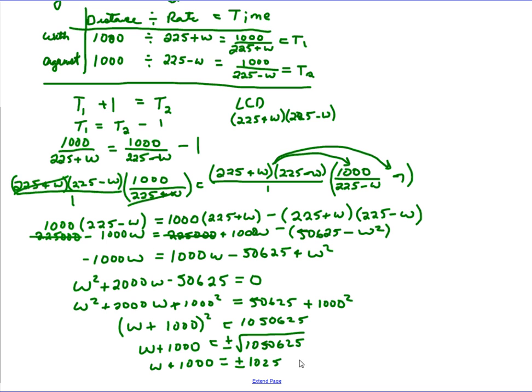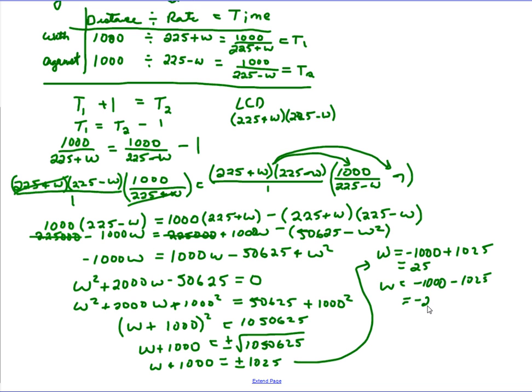So in order to solve this equation, we're going to have to isolate W by subtracting 1,000 from both sides. So we would say W would equal either negative 1,000 plus 1,025, or W would equal negative 1,000 minus 1,025. That means that the wind speed is either equal to positive 25, which is 25 miles per hour, or negative 2,025 miles per hour.